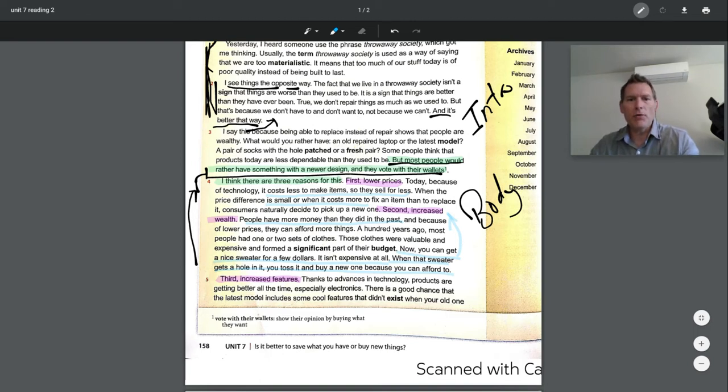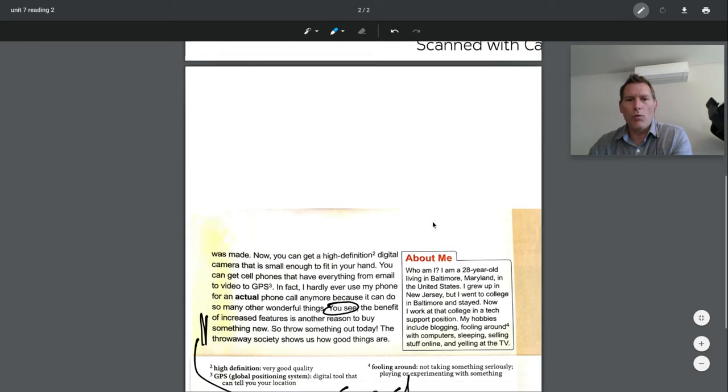And third, increased features. So thanks to advances in technology, products are getting better, especially electronics. There's a good chance that the latest model includes some cool features that didn't exist when your old one was made, right? And then now you can get high definition. So these are all features of a new phone, for example.